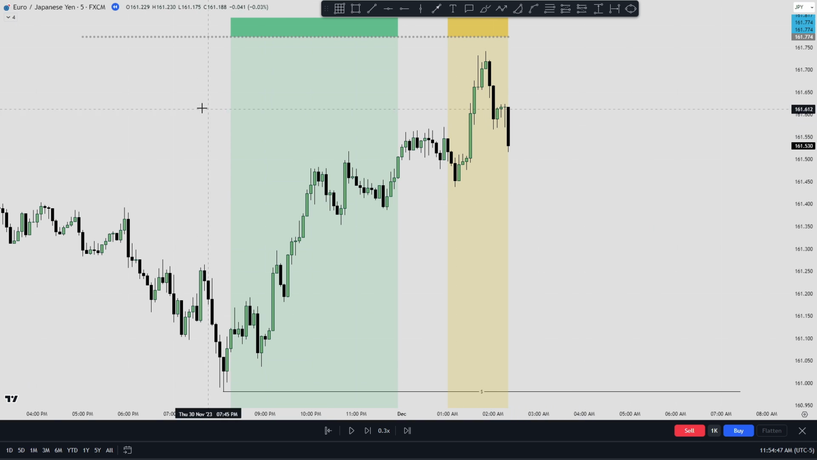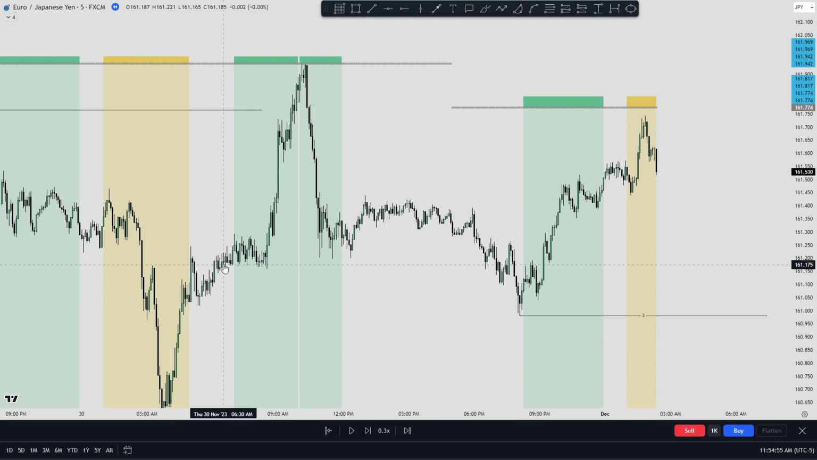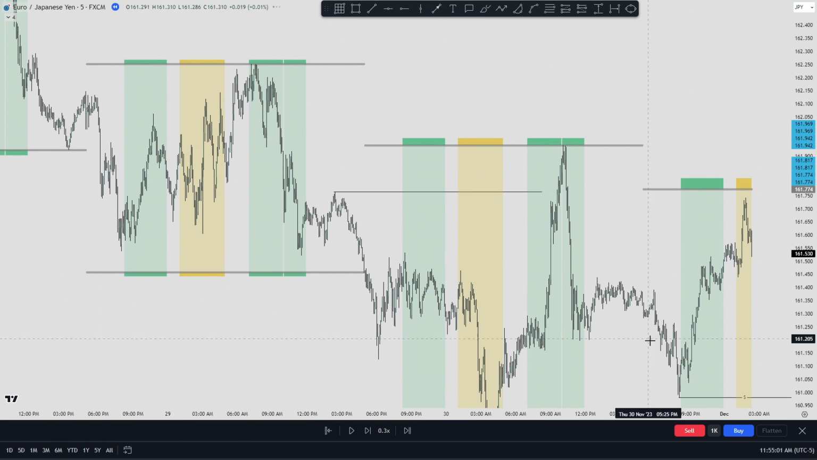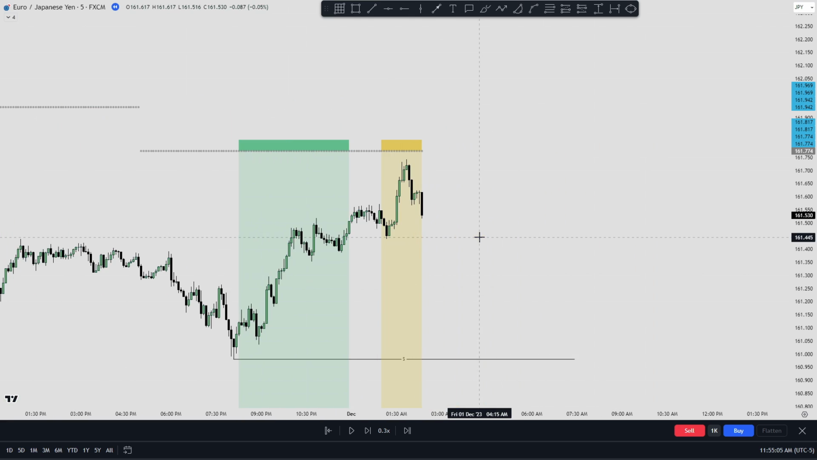Example here, we have Euro JPY on the M5 chart during December 1st. So as you can see here, we came higher, and since we came higher, we've been overall pushing lower and lower prices. So overall, the trend of the market is lower prices.